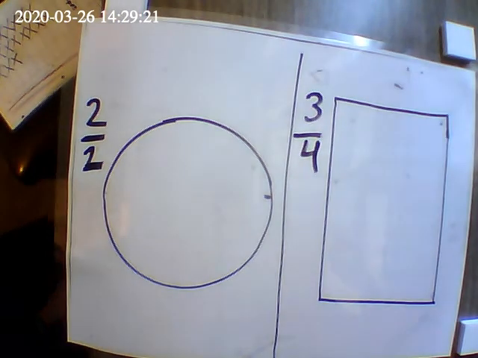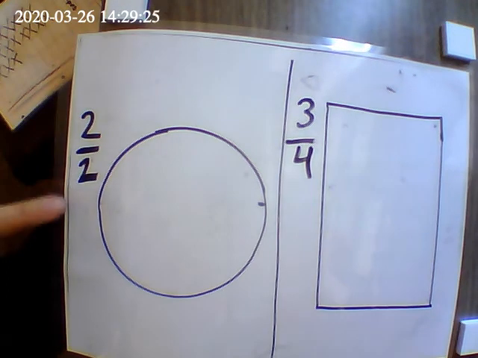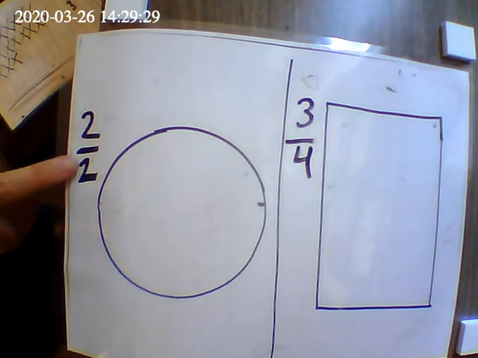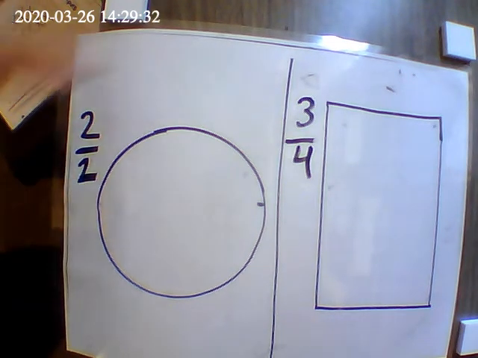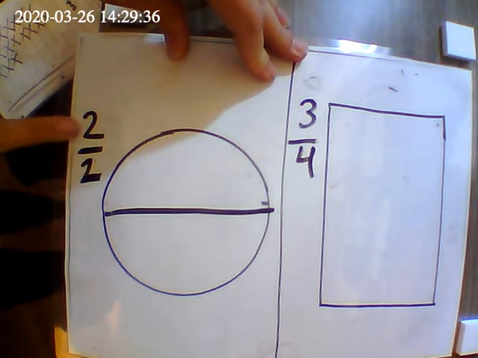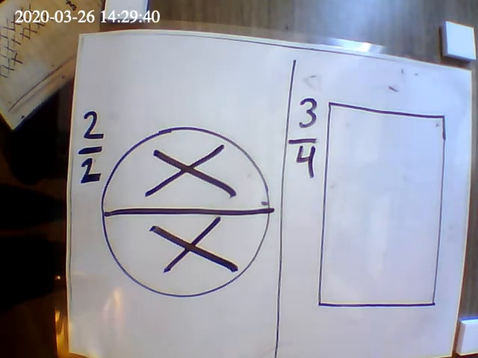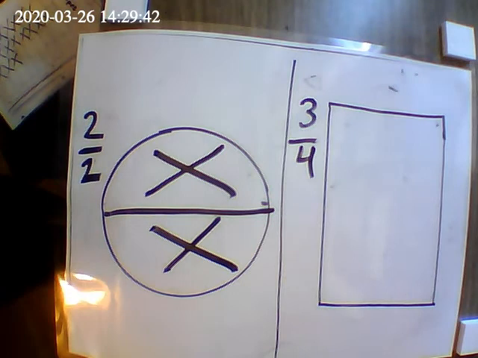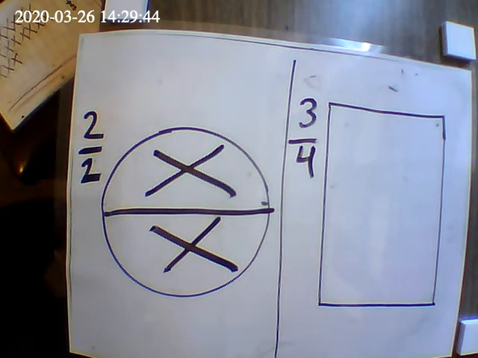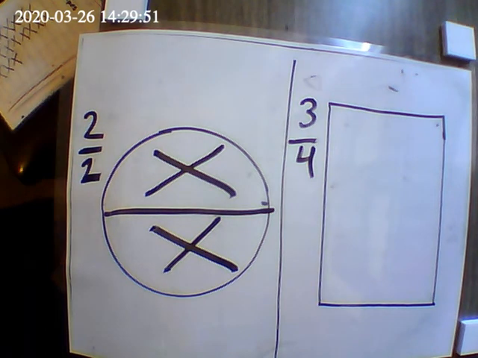And we're moving on to our fractions. So remember, the bottom number is telling us how much to cut it into, and the top number is telling us how much to color in. So on our circle, we're going to cut it into 2 halves. And I'm going to color in 2 halves of the circle. So we colored in 2 halves, or the whole circle. So when the top number and the bottom number are the same, that is a whole. That equals the whole amount.